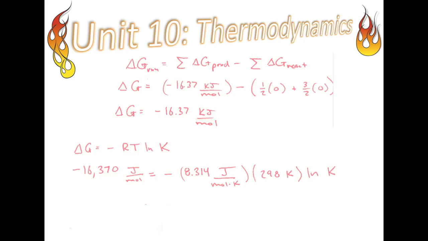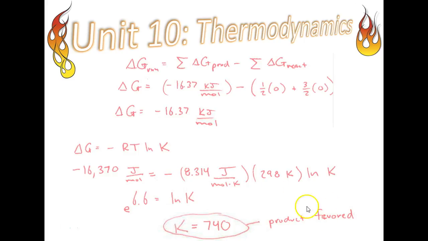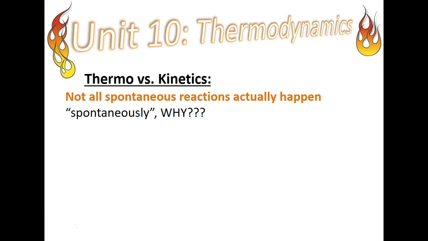The temperature was 25 degrees, which is 298 Kelvin, and you just solve for the value K. Simplifying all those numbers, you come out with 6.6 equals ln K. And to get rid of the natural log, you do e to the power of 6.6, and the equation is simplified to a K value equal to 740. Also notice that this is greater than 1, indicating a product-favored reaction, which we expected anyways because the delta G value initially was negative.